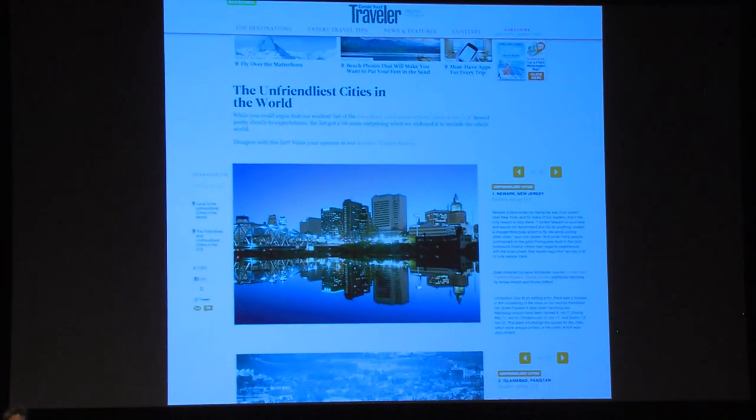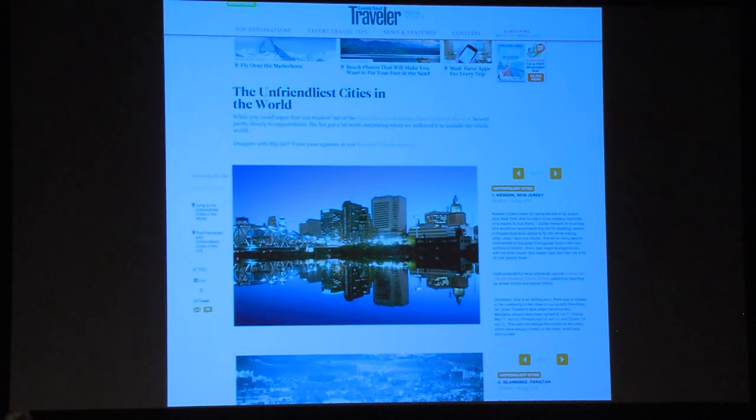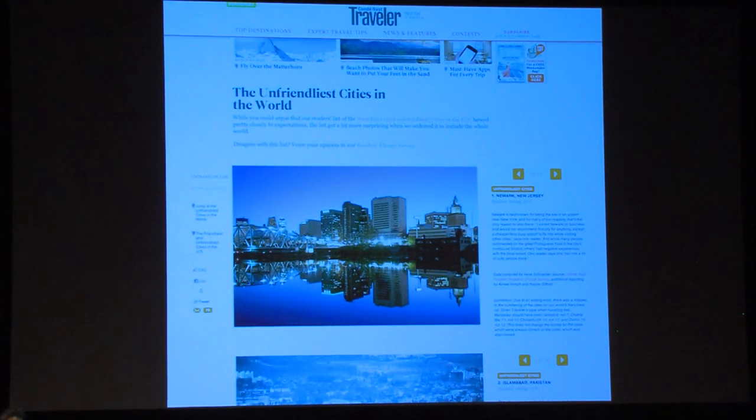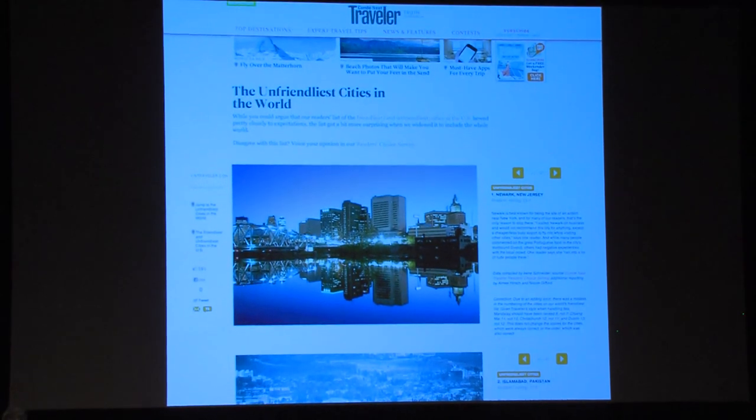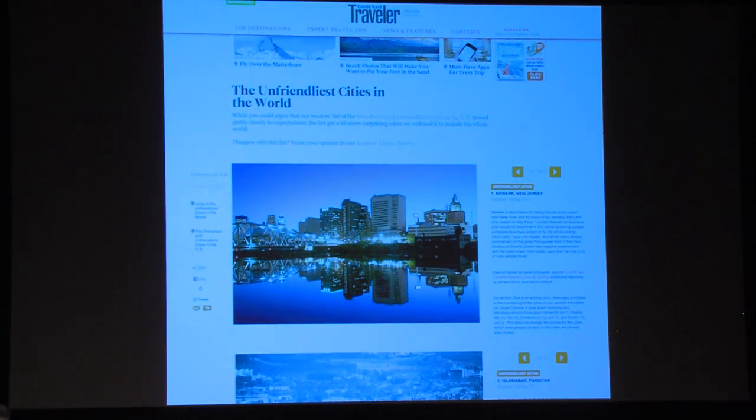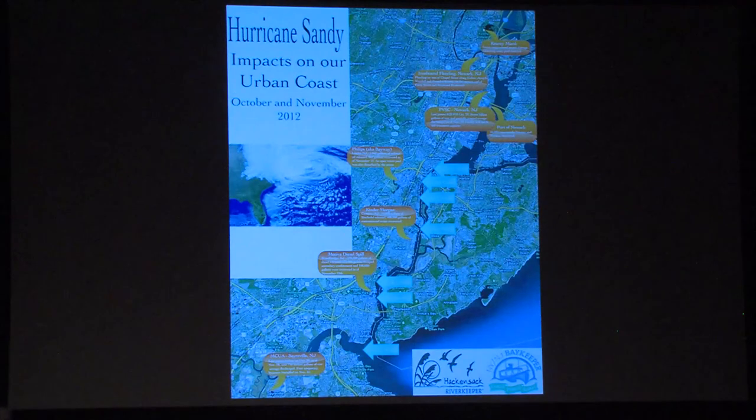And just in case you think that, oh, this is pretty before and after-ish, I really want to share with you some of the asterisks. Like, the day the park opened up after 30 years of struggle, the headlines were, finally, Riverfront Park in Newark, unfriendliest city in the world. Sorry, Islamabad, you're number two.